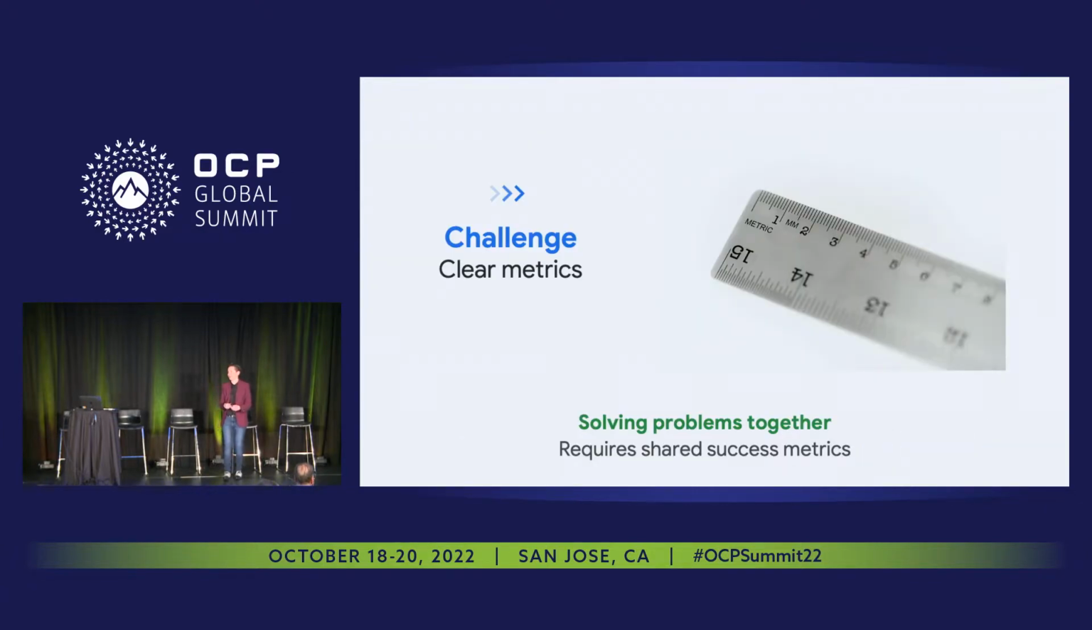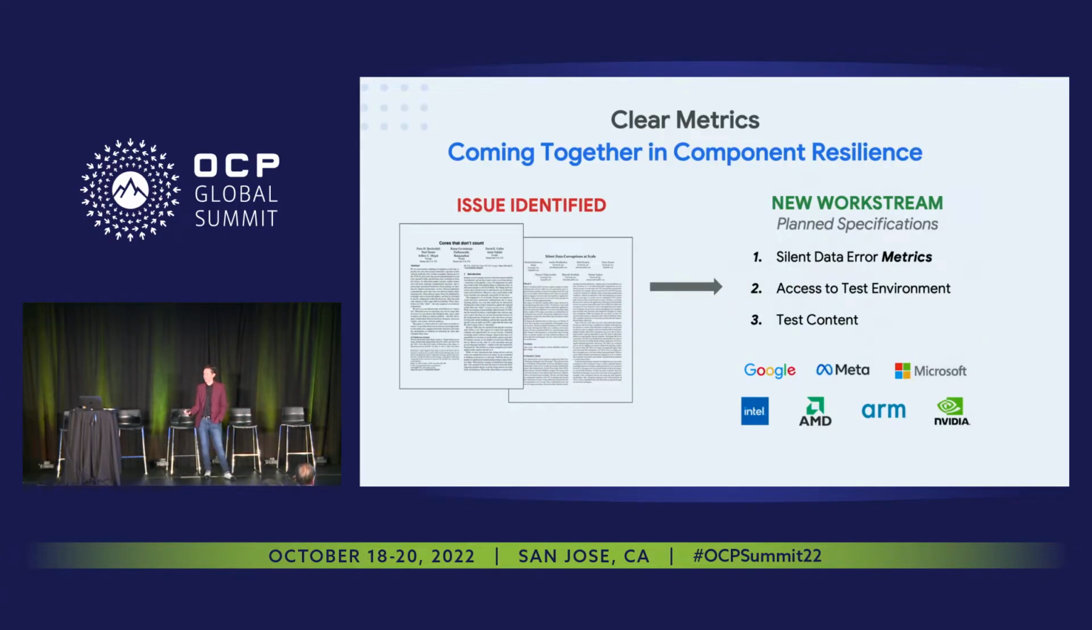The next challenge that I see in the hardware and systems ecosystem that's difficult is clear metrics. So say we can get customers and all of us together, if we're not clear on why we're getting together and what success looks like, we're going to have a really hard time coming to an overall solution. So the next thing is about getting clear metrics. The one I wanted to touch on here is the new server component resilience workstream that was touched on by both Intel and Google this morning in their presentations.